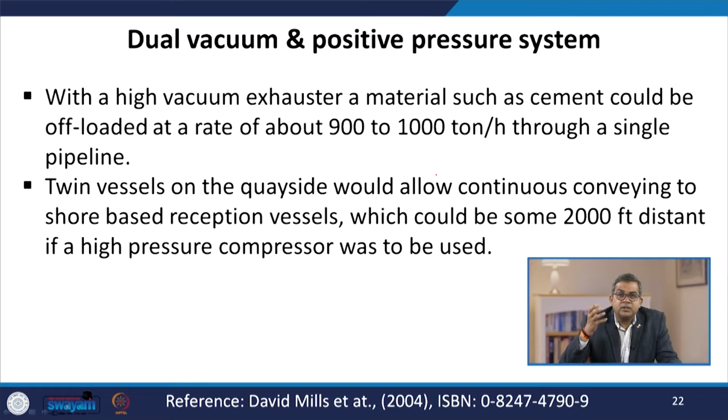Now, with a high vacuum exhauster, a material such as cement could be offloaded at a rate of about, say, 900 to 1000 tons per hour through a single pipeline. Sometimes twin vessels on a quayside would allow continuous conveying to a shore based reception vessel, which could be some, say, 2000 feet distance if a high pressure compressor was used.